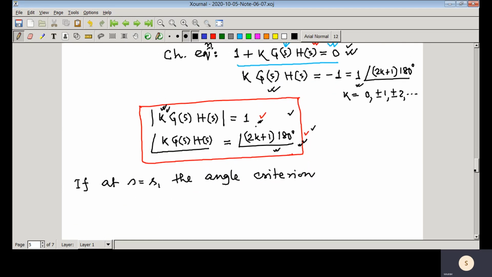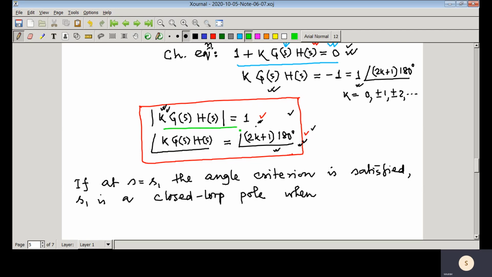That is actually what we are going to point out. That is, the angle criterion is satisfied. When the angle criterion is satisfied, then S1 is a closed loop pole. So in this case, what happens? K would be equal to 1 by mod of GSHS.